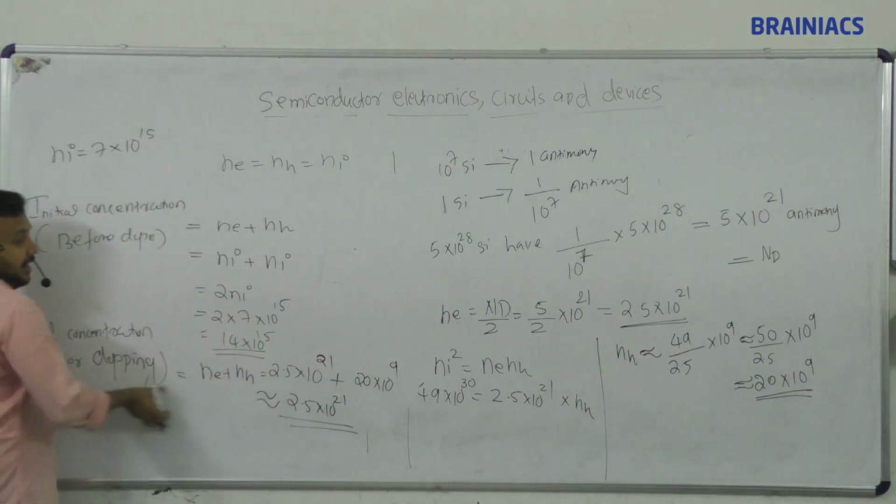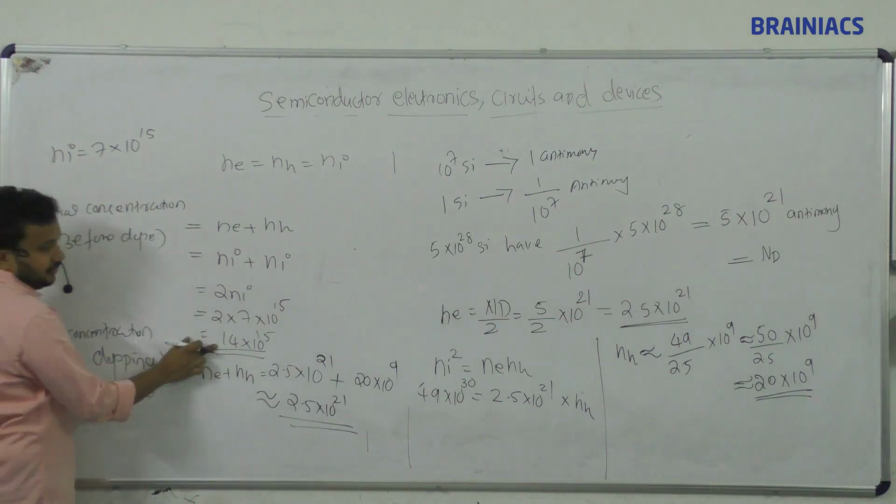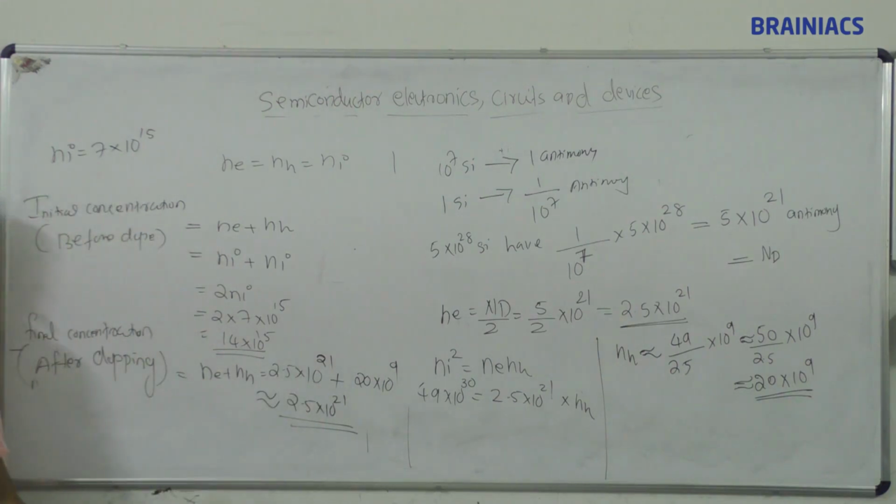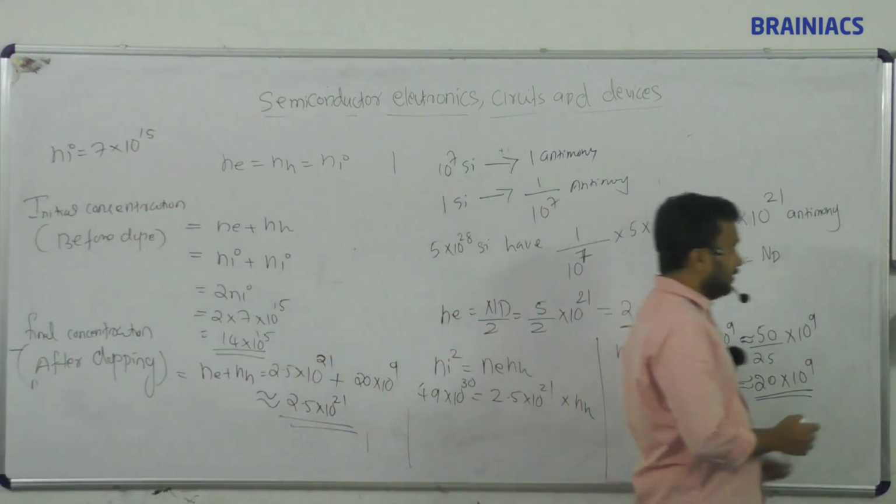So this is the concentration after doping, and before doping the concentration is 14 into 10 power 15. After doping it is 2.5 into 10 power 21. This is the final concentration. Right, then we'll continue.